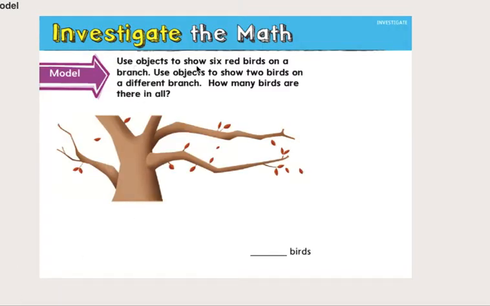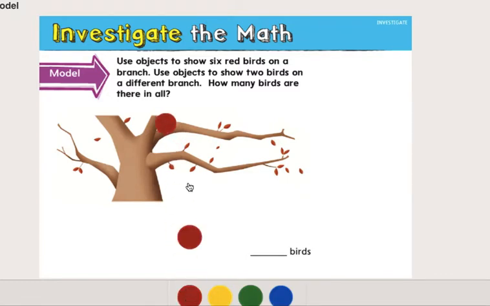Use objects to show 6 red birds on a branch. Use objects to show 2 birds on a different branch. How many birds are there in all? I will use some counters. I will use red counters to show 6 birds on a branch.